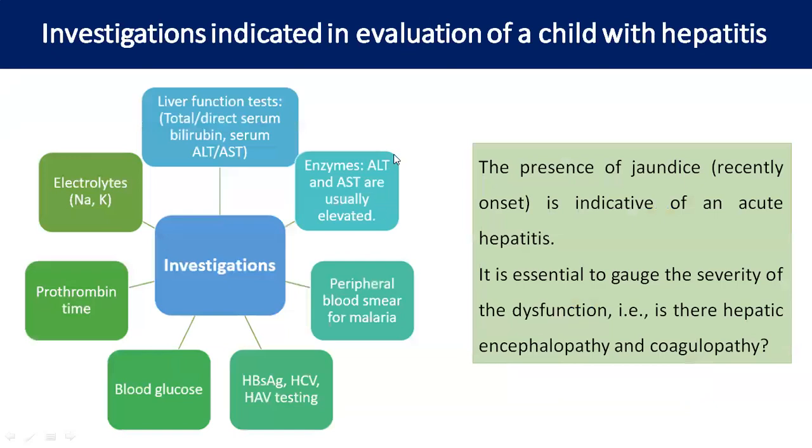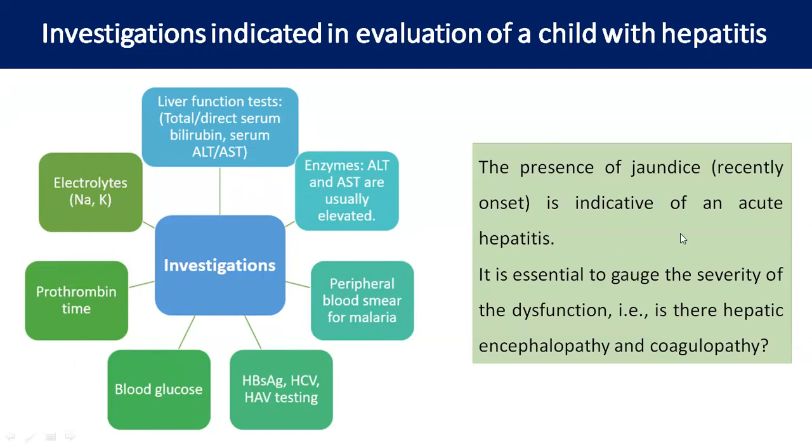If you look at the investigations needed for patients with hepatitis, one should look at the liver function test, which includes direct and total serum bilirubin, and the liver enzymes SGOT and SGPT. Usually these enzymes are elevated. One should look at the peripheral smear to rule out malaria, screen for other viruses simultaneously, and look at the complications, which means low glucose level. So check the blood glucose, check the PT INR and electrolyte dysfunction.